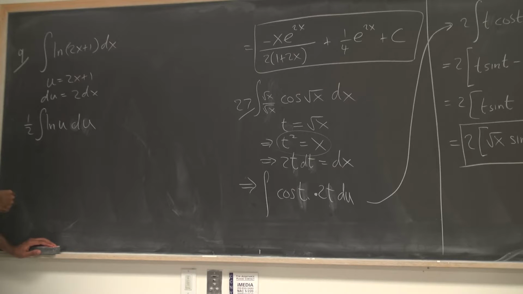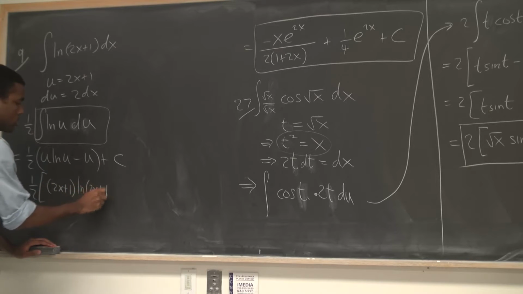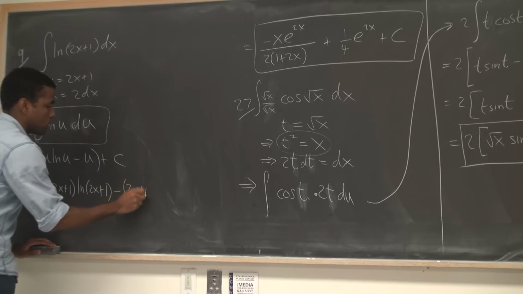Why? Because then we can take v as 1, I think. I'm not doing by parts. I'm doing a substitution. Oh. Because we have the integral of ln memorized. Of course. Right, so this becomes u ln u minus u plus c. So it's 1/2 times (2x plus 1) ln(2x plus 1) minus (2x plus 1).